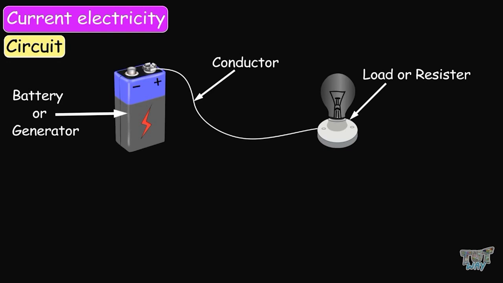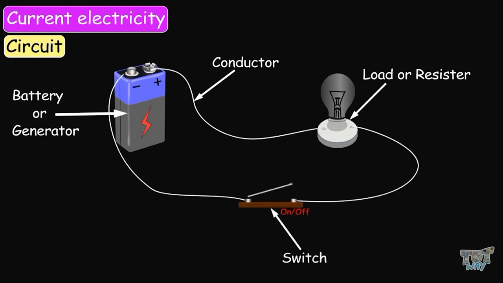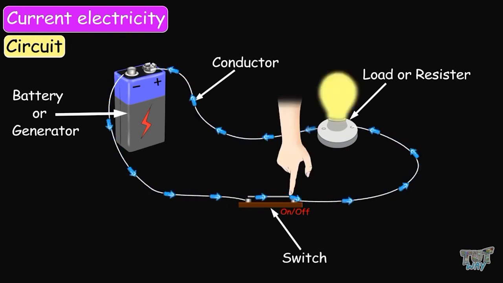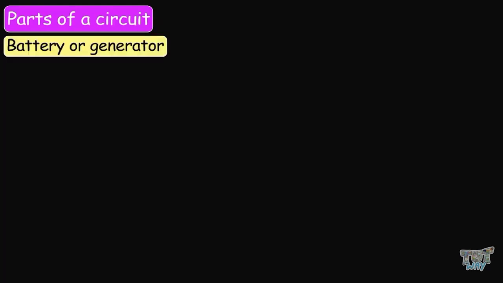Now the fourth part of a circuit is optional, and it is the switch, which is used to control the flow of electrons through the circuit. Using a switch, you can stop or start the flow of electrons in the circuit. Now, we will be learning about the parts of the circuit one by one. First is the source of electricity. It can be a battery or a generator.